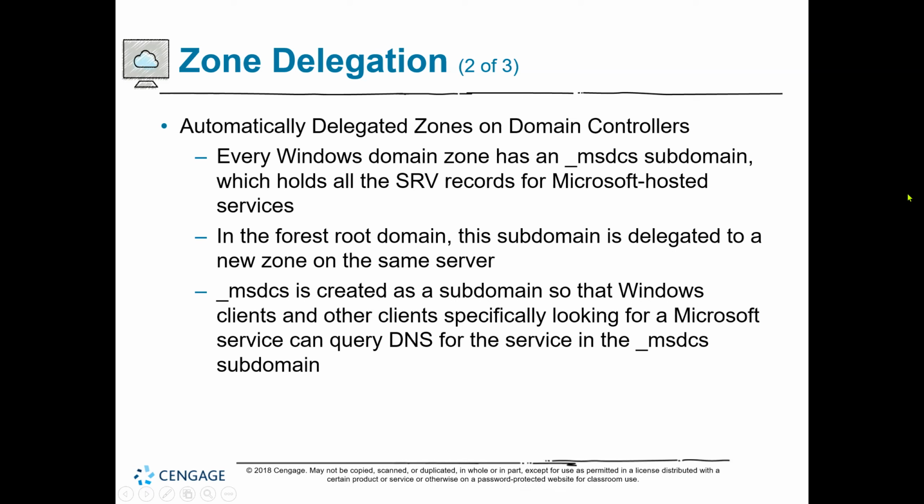Automatically delegated zones on domain controllers. Every Windows domain zone has an MSDCS subdomain, which holds all the SRV records for Microsoft hosted services. In the forest root domain, this subdomain is delegated to a new zone on the same server. MSDCS is created as a subdomain so that Windows clients and other clients specifically looking for a Microsoft service can query DNS for the service in the MSDCS subdomain.